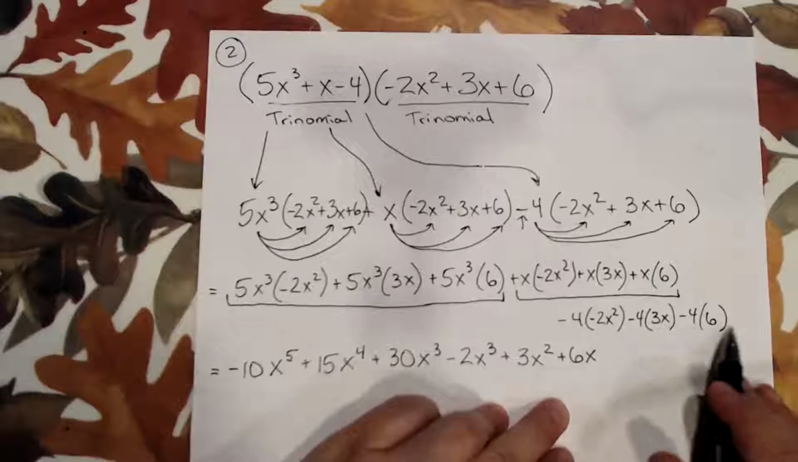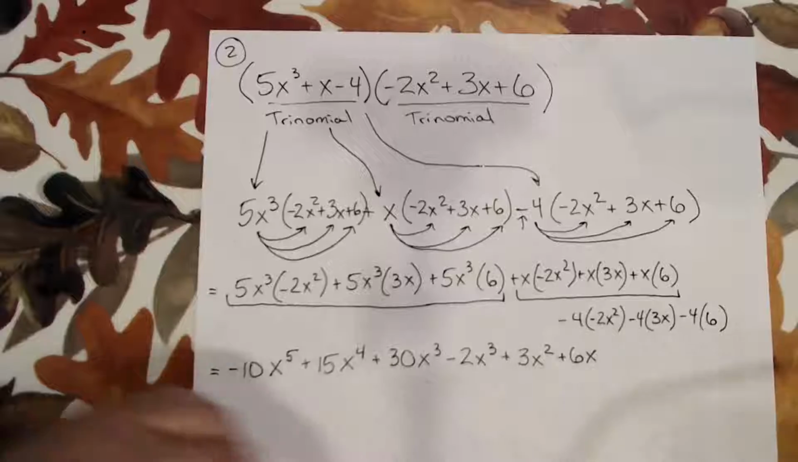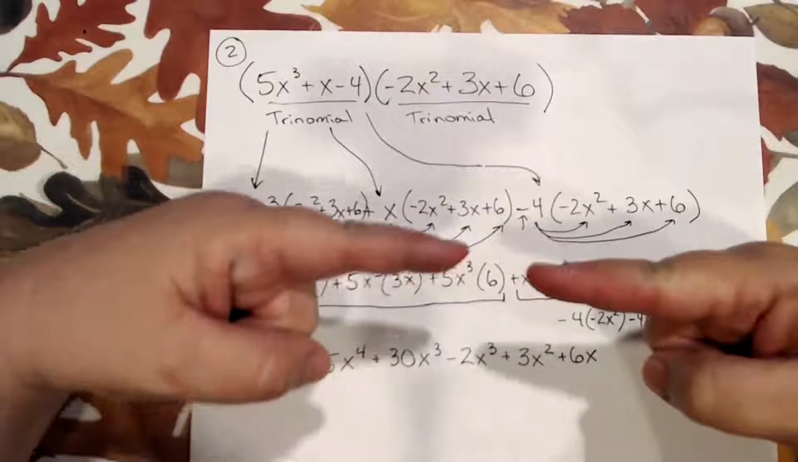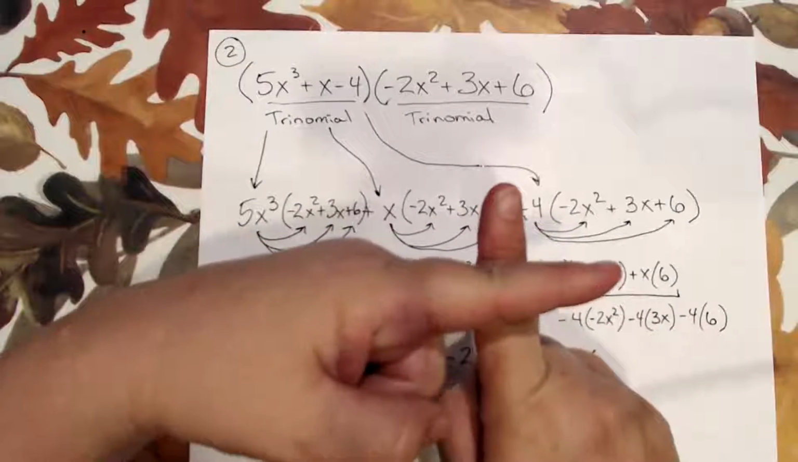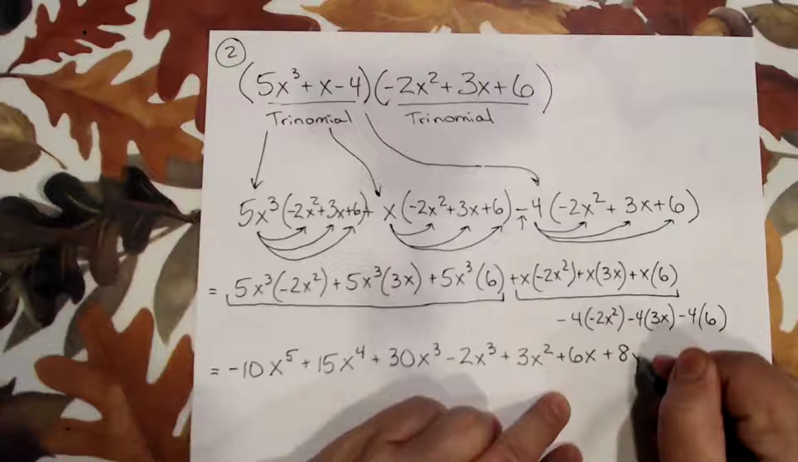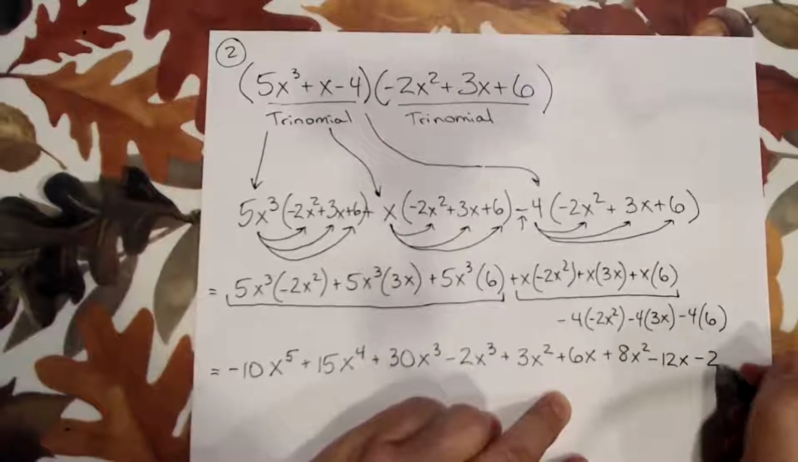And the last little piece with these -4s, -4 times a -2x squared. Remember, I've got my cool thing, 2 minuses together. We'll get this in front of 2 minuses together, make a plus. Isn't that so cool? Okay, so we got plus 8x squared minus 12x minus 24.